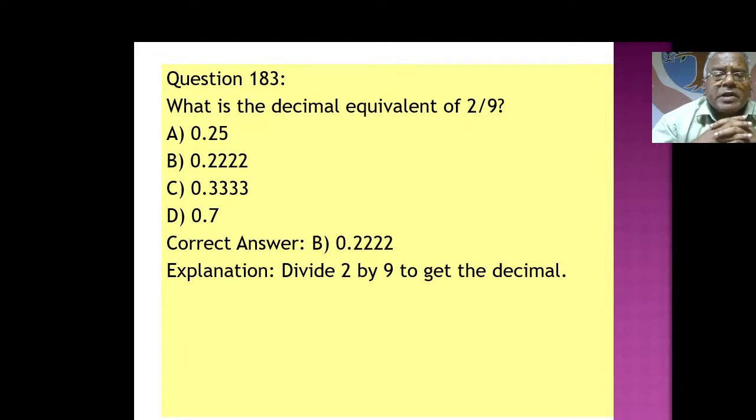What is the decimal equivalent of 2 by 9? Simply you divide, and as you go on dividing, you get 0.2222 continuing on and on. So divide 2 by 9 to get the decimal. Which is the right one? Option B is the right one. Simply you divide and then find out. It will go like 0.2.